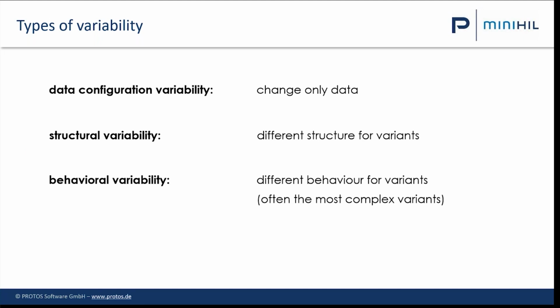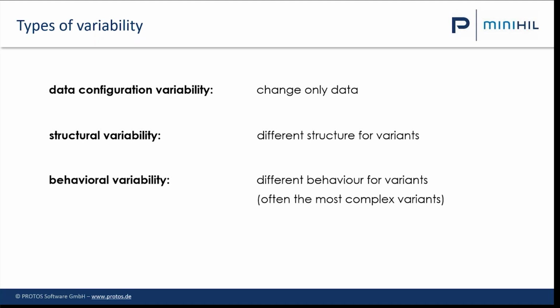The next type of variability is data configuration variability. You change data in order to change, for example, curves or behavior in your sensors or things like that. Then you have structural variability, so different structure for variants. That's usually more complex. You turn on or turn off a certain building block in your software. That's a typical structural variability. And last but not least, the behavioral variability. You have different behavior for different variants.